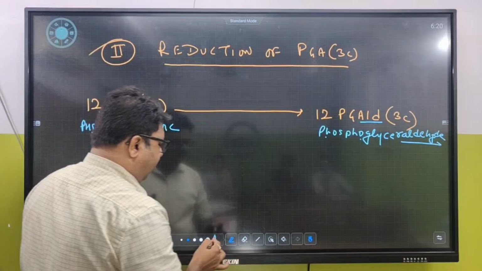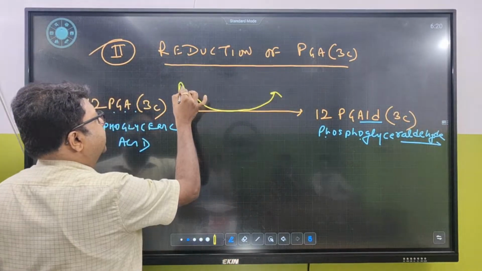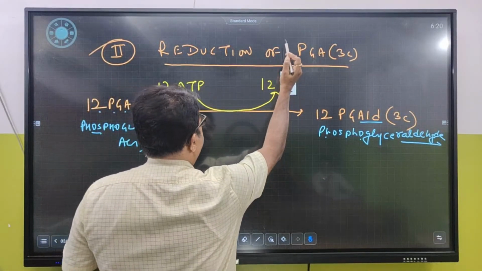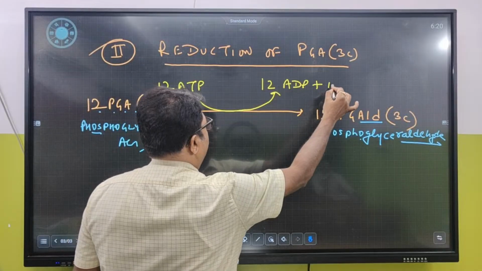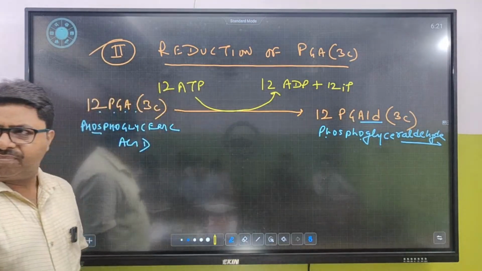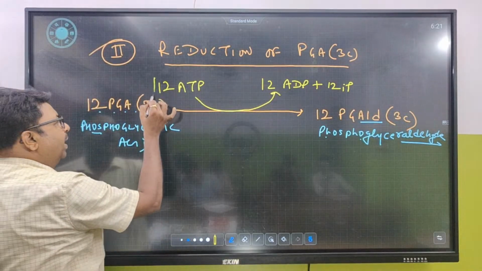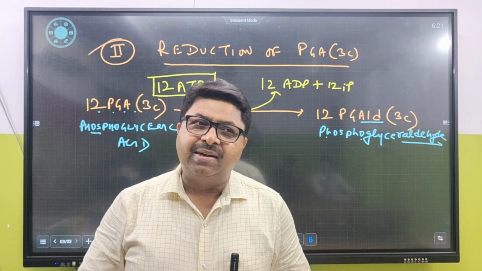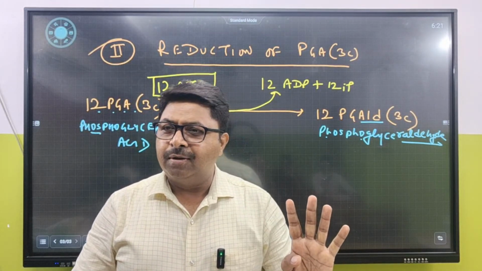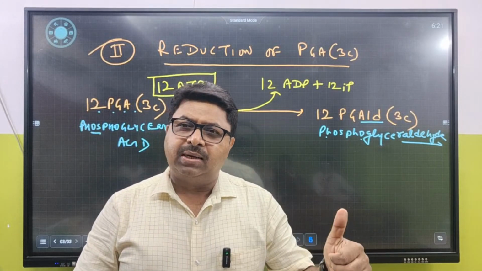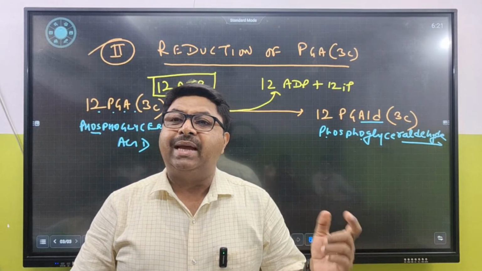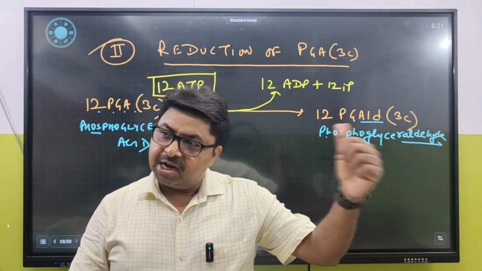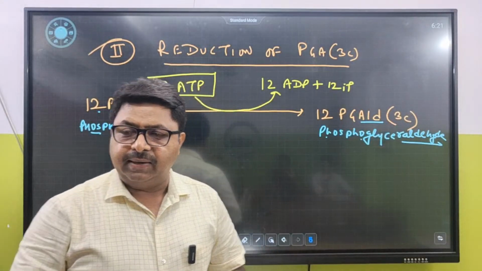But for that, what is needed? ATP is needed. How many ATP? 12 ATP need to be broken down into 12 molecules of ADP plus 12 inorganic phosphate. Where from did you get the ATP in the dark reaction? From the light reaction. The light reaction's byproducts were oxygen and water, and the main product was ATP, made to be used in the dark reaction. Clear? So now 12 ATP can be utilized.